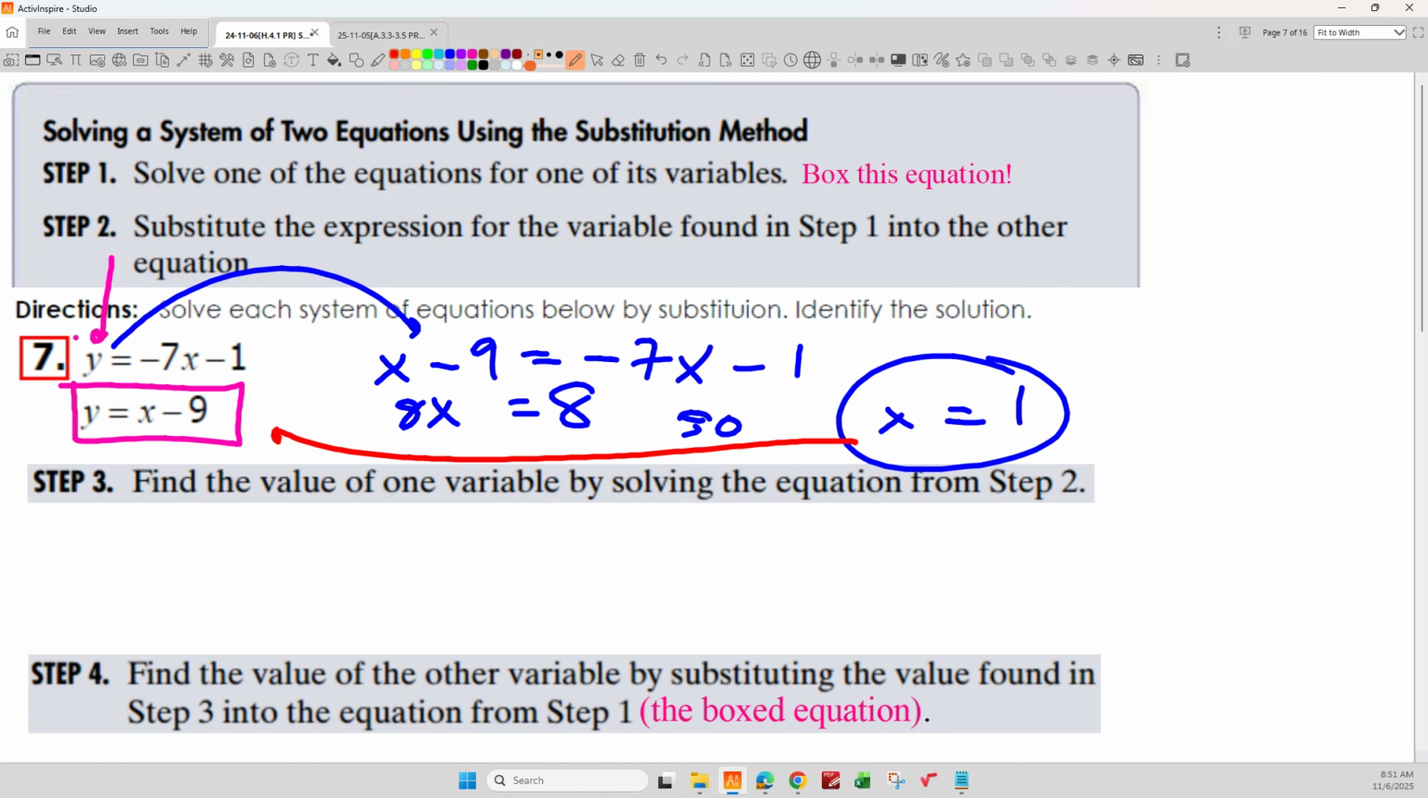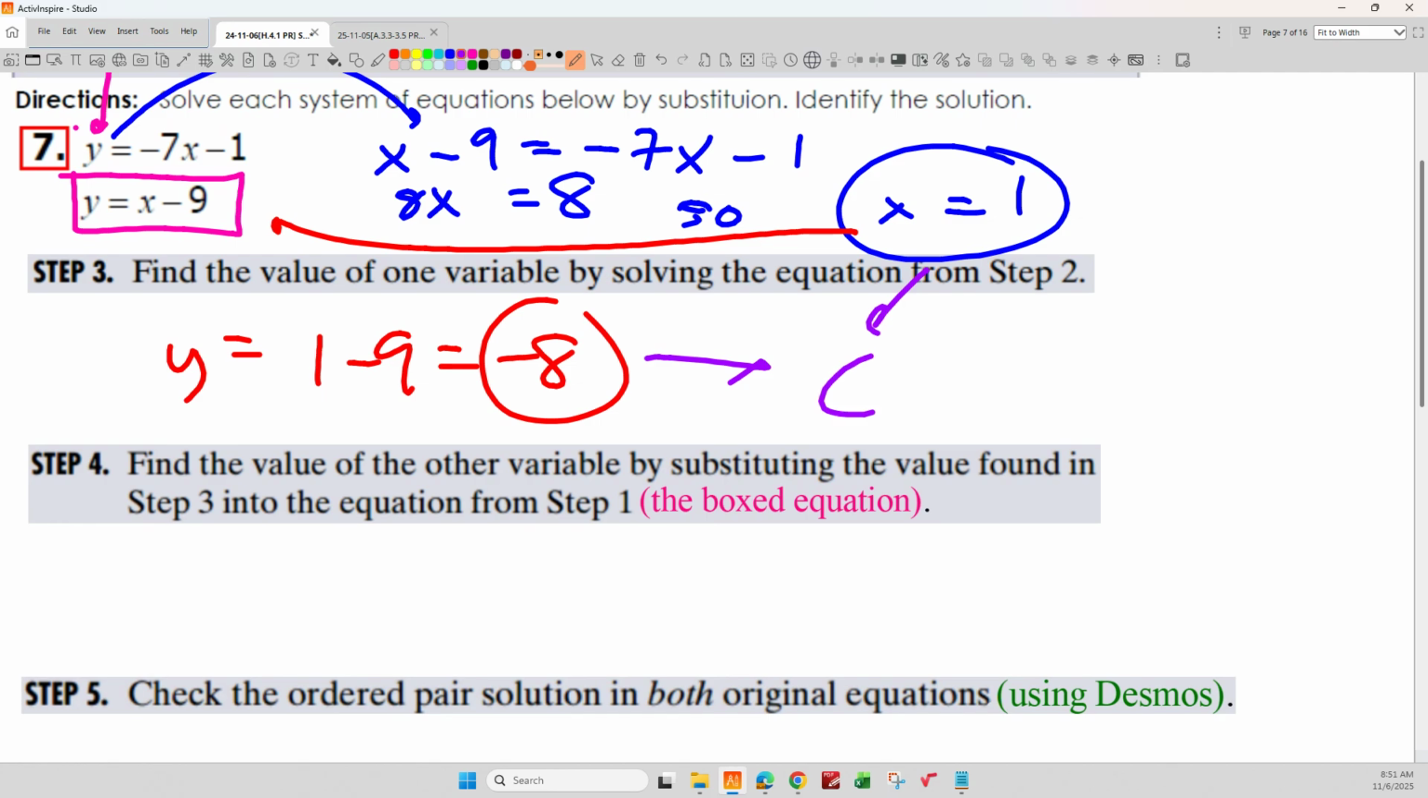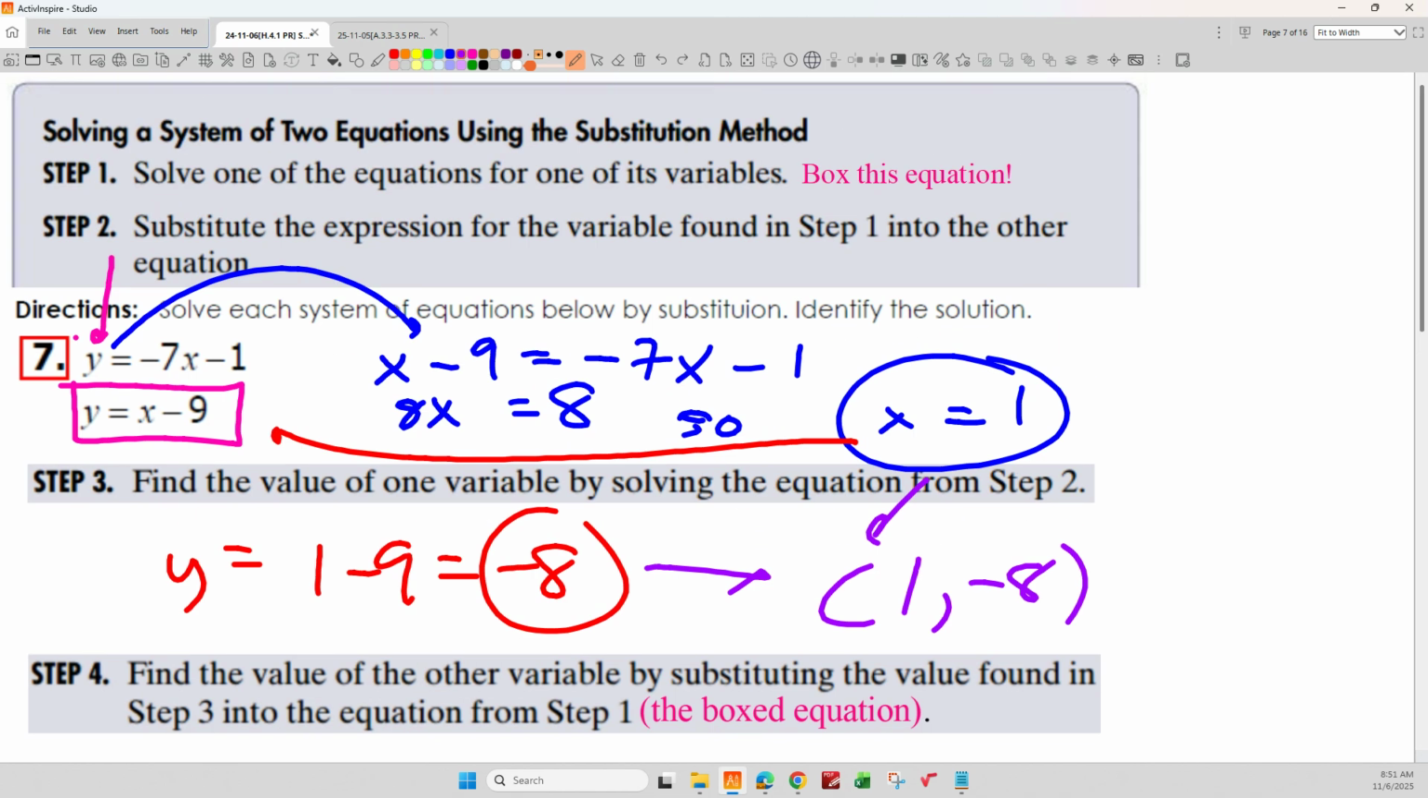If I plug x in, what do I get for y? Yeah, y equals 1 minus 9, which is negative 8. And now I've got both parts, the values of both x and y. So how would I write my solution? As an ordered pair, yeah. So this is just going to give us the ordered pair 1, negative 8. I have to write it as an ordered pair instead of just a number because my system involves two variables. So I have to give the values of both of those two variables in my solution.